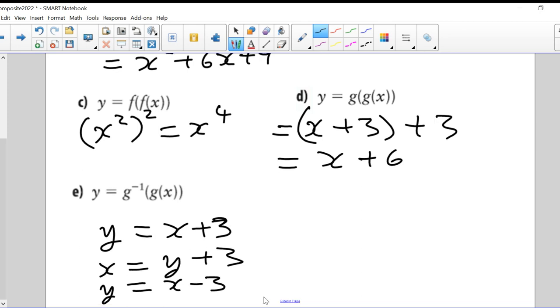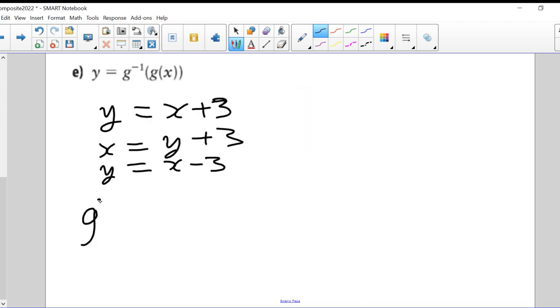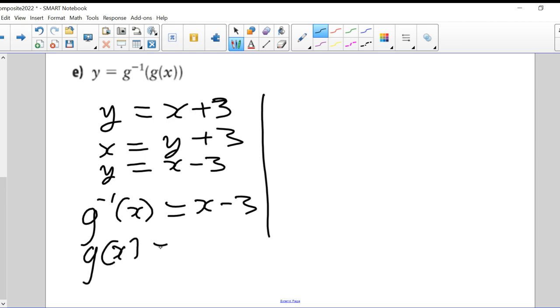So my g to the minus 1 function is equal to x minus 3. That is my inverse function. And by the way, let me remind you what my g of x function is. My g of x function is x plus 3. So what I'm looking for now is the g to the minus 1 of the g of x function. Can somebody give me a response to that?